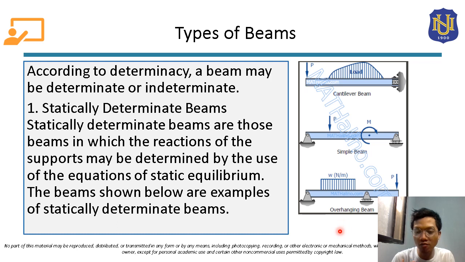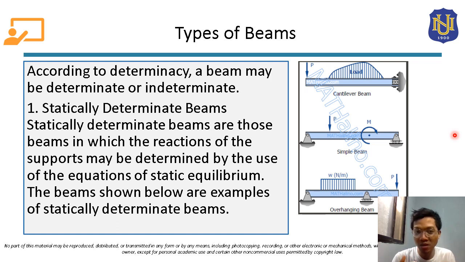We also have here an overhanging beam. For an overhanging beam, there's just a portion of the beam that is overhung, so that's why it's called an overhanging beam. Its supports are the same as the supports for a simple beam, or simply supported beam. The difference is that there is a portion of the beam that is overhung. These are the types of beams that we can solve here in statics of rigid bodies.